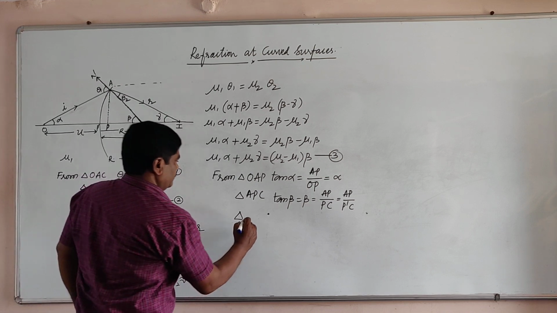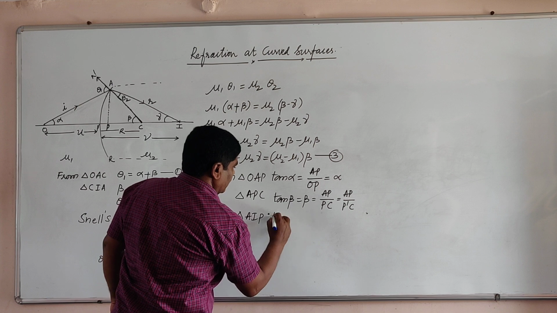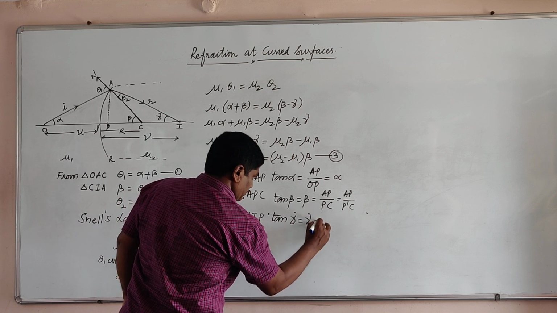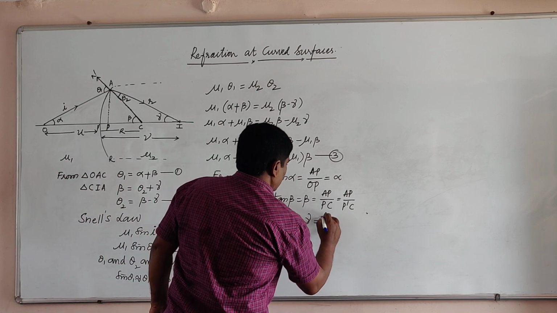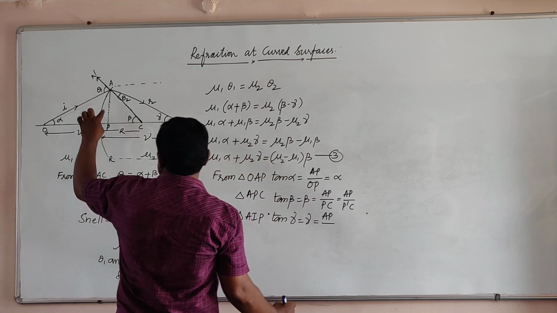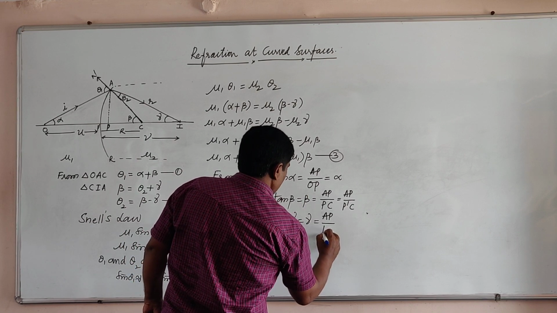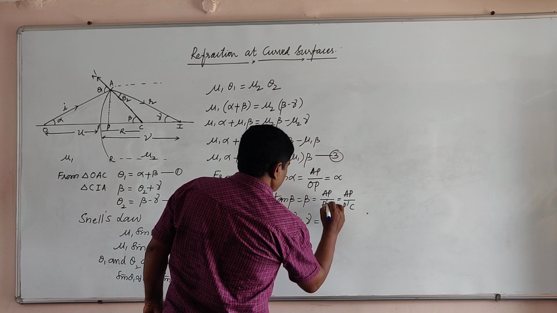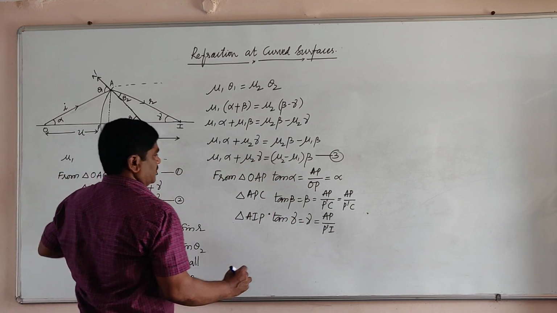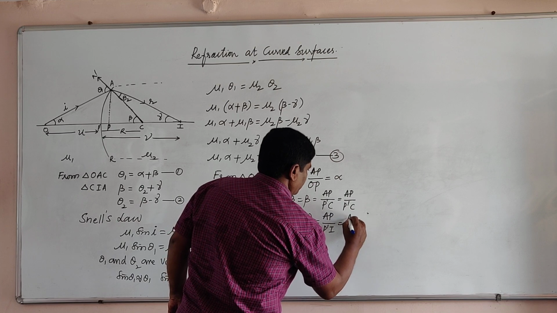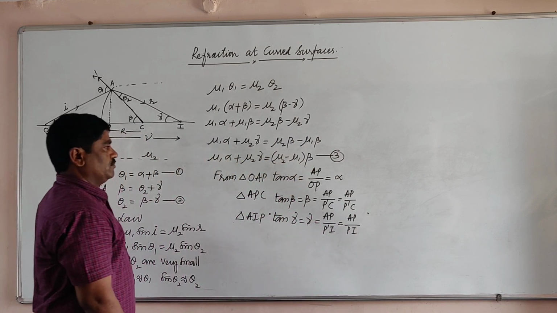Now again, from one more triangle, AIP. Tan gamma is nothing but gamma, as the angles are very small. Then opposite side AP by adjacent side, which is P dash I. But P dash I, what can I write? AP by PI you can write.